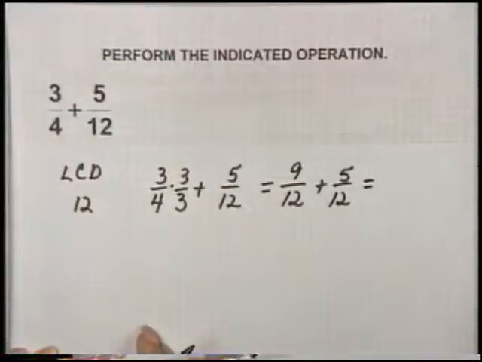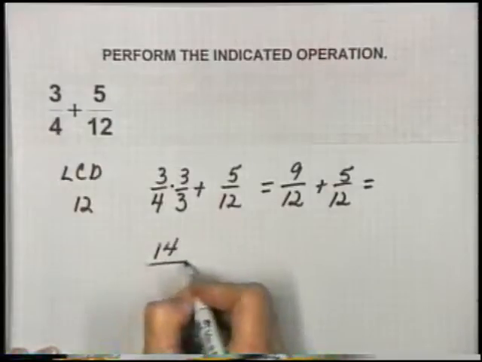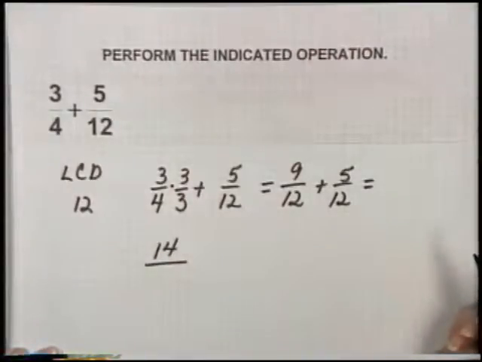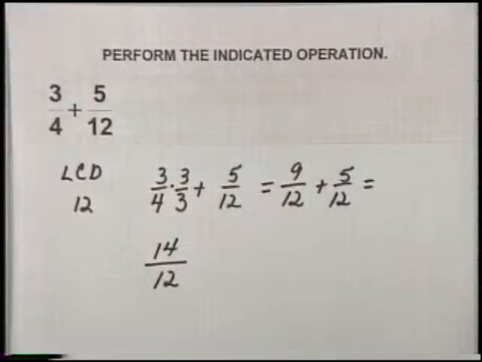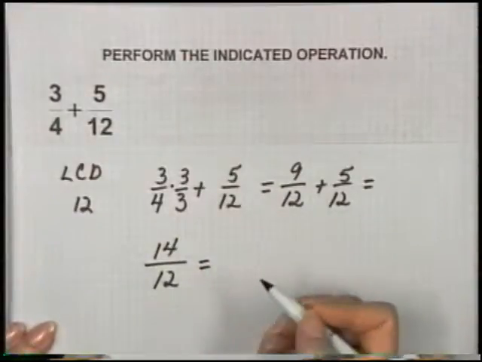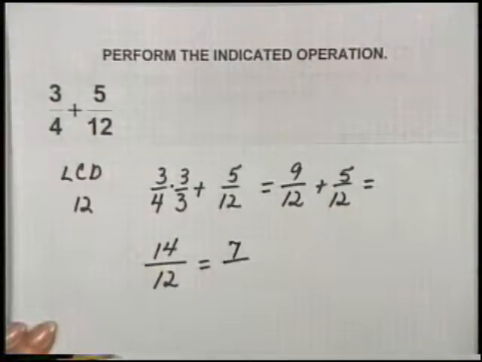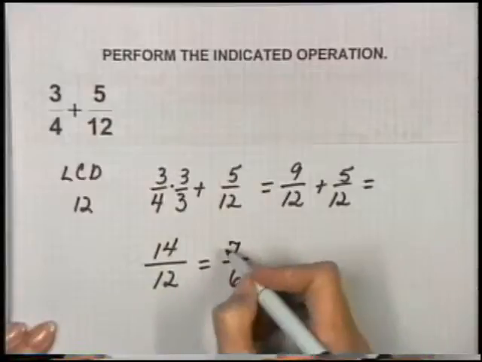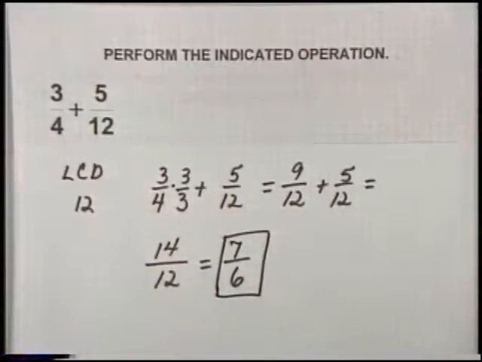The next step is to add the numerators. 9 plus 5 will give us 14. When we add 12ths to 12ths, we know that the denominator is 12, so we will write the 12. Notice the denominator is the LCD. The last step is to reduce. 2 will go into 14 7 times, and 2 will go into 12 6 times. So the answer is 7/6.